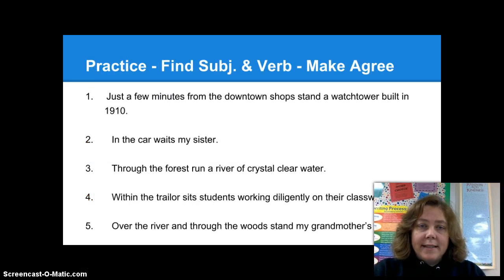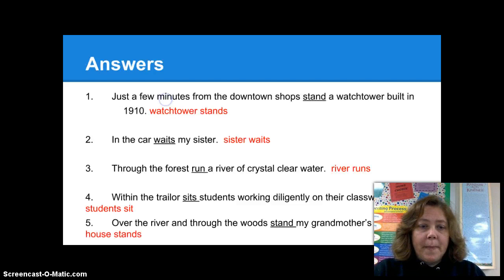Here's some more practice. Again, you can pause the video, do the practice, and check your answers on the next slide. At this time, go ahead and pause and do the practice. And here are the answers. Again, pause the video, check your answers, and then you can move on.